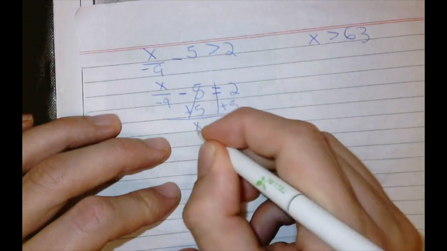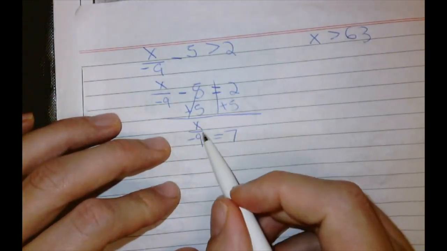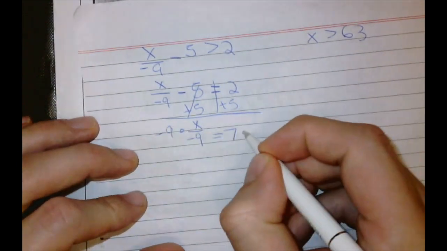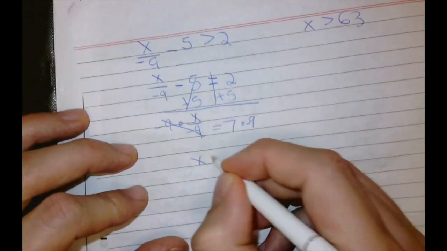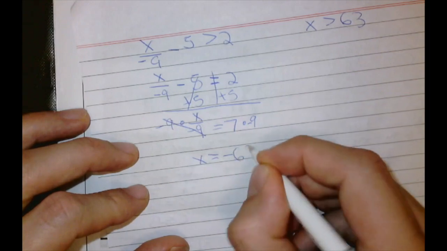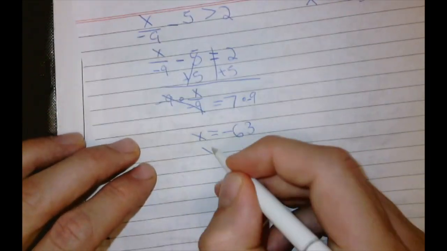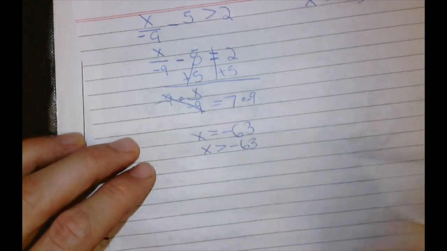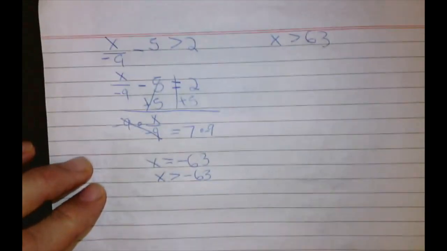And then I write x over negative 9. Since I'm dividing here, I'll multiply both sides by negative 9. My negative 9's cancel out, and I'm left with x is equal to negative 63. Lastly, I'll turn my inequality sign back here like this. So I'm left with x is greater than 63.